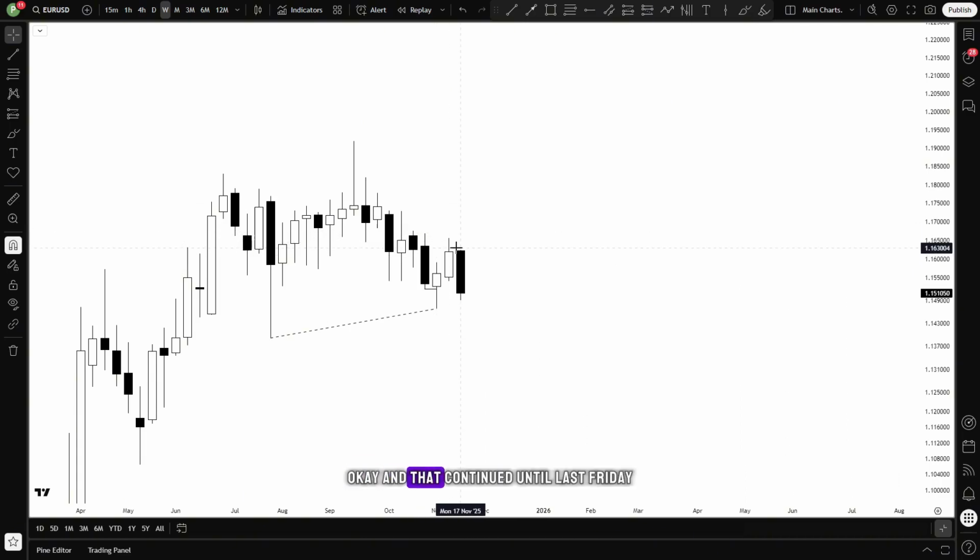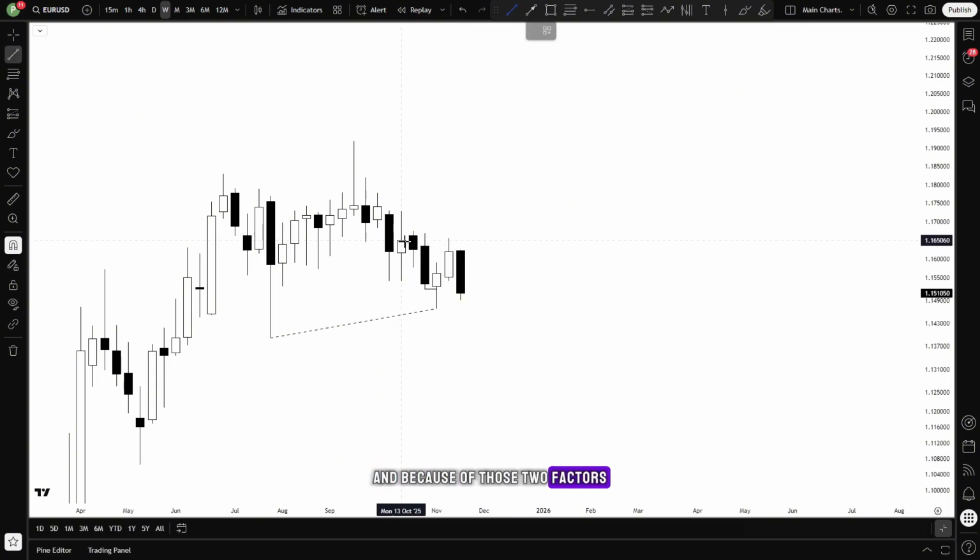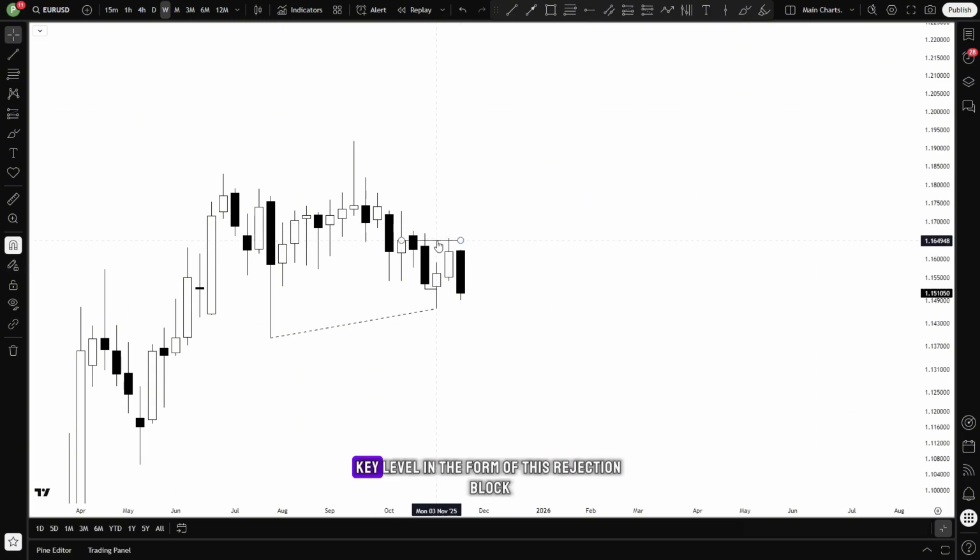Okay, and that continued until last Friday. What happened the Friday of last week is that we finally filled the short-term drawn liquidity, because we had an SMT divergence on the daily time frame with DXY, which was also followed by a 4-hour CSD, a 4-hour change in the state of delivery. And because of those two factors, along with testing this high time frame key level in the form of this rejection block, I then shifted my bias to a bearish directional bias again.